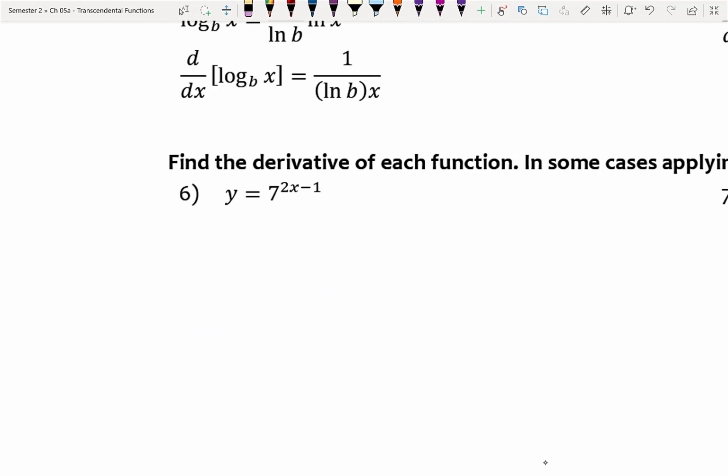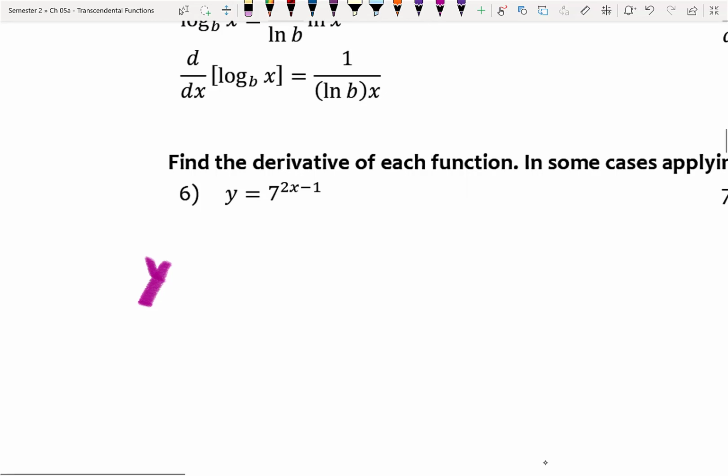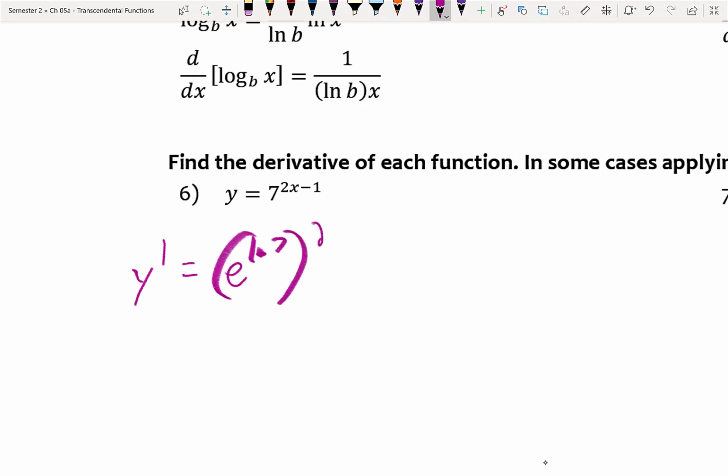Why don't I show this one out as an actual example of how the long process works. And then we'll do this shortcut here in a second. So when I do this, we're going to rewrite this as e to the ln of 7 raised to the 2x minus 1. Sorry, this is not even y prime, that's just y. I'm going to write that as e to the ln of 7 times 2x minus 1.